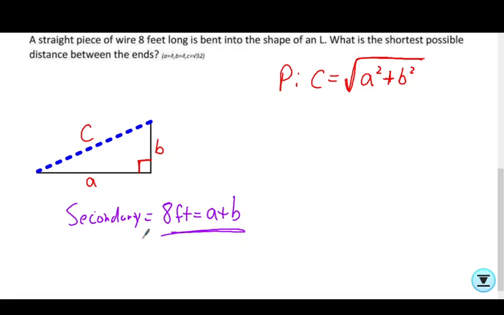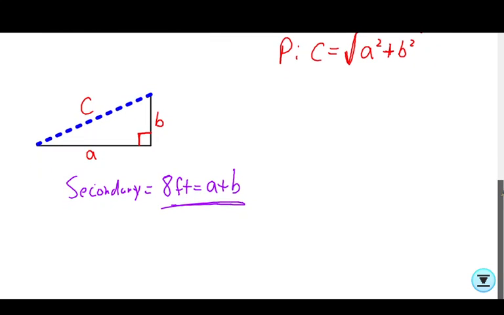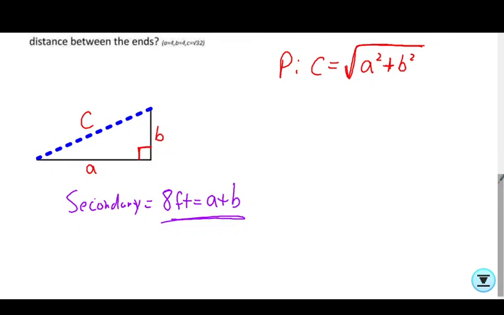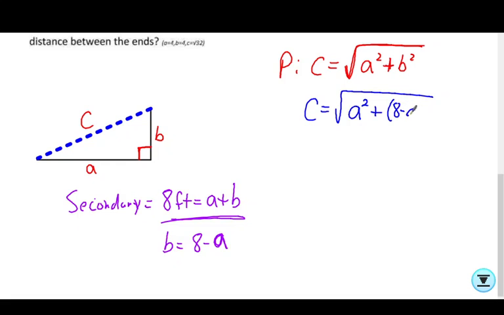You can solve for either one you want. It doesn't really make a difference if you solve this for a or b, but I'm going to solve it for b. So b equals 8 minus a. Again, we're going to use our primary equation, take the secondary and plug it in. So side c is going to be the square root of a squared plus (8 minus a) squared. Now I have my primary in terms of one variable.